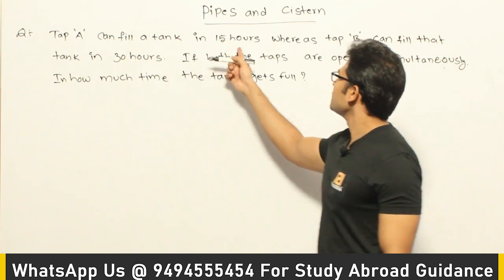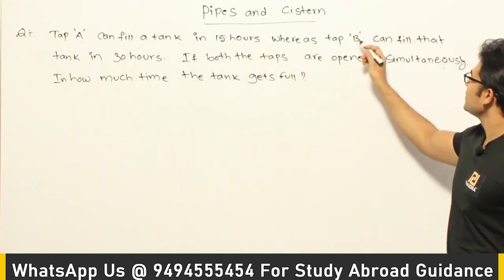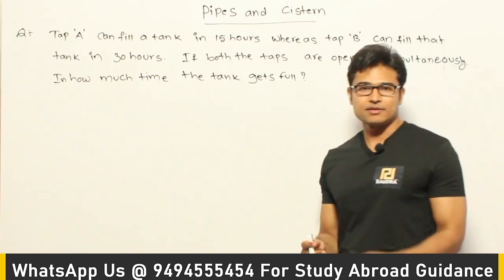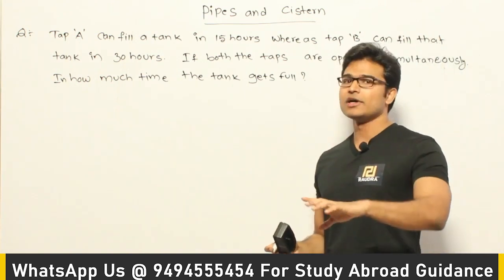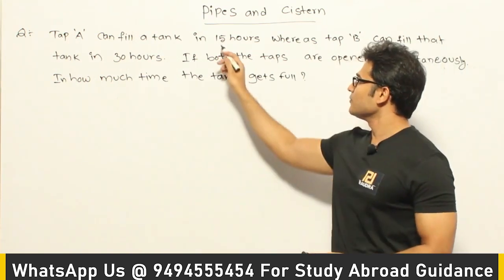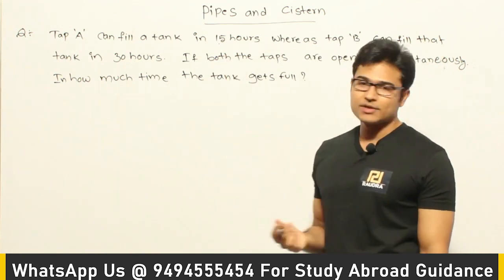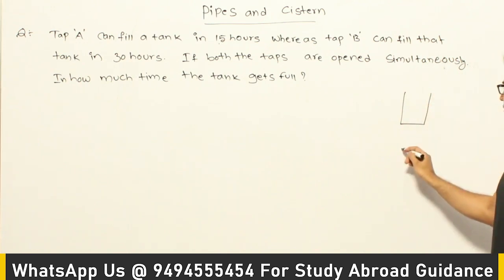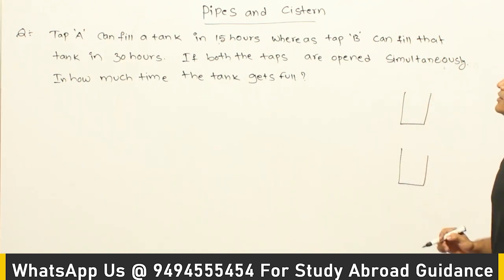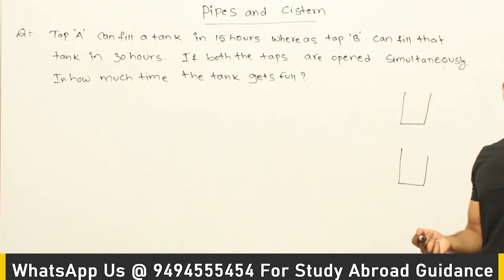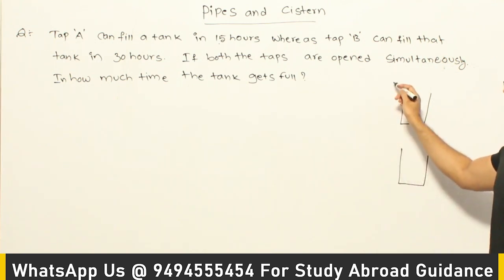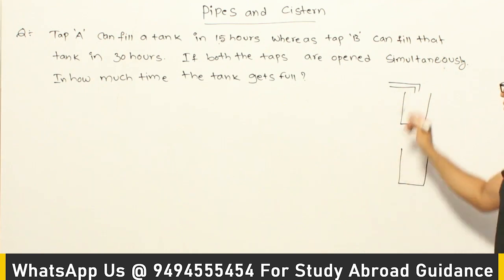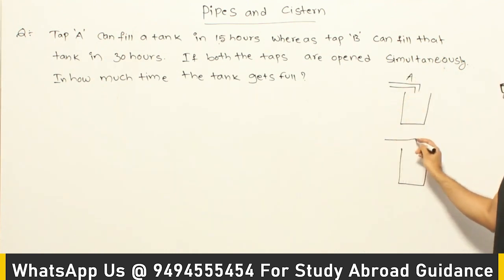Tap A can fill a tank in 15 hours, whereas tap B can fill that tank in 30 hours, which means they are saying that when two taps are individually working, one tap can fill the tank in 15 hours and the other tap can fill it in 30 hours. You can think of it this way. The same tank which is initially empty, that is the assumption you have to make there, even though it is not given. So from the empty state we are trying to fill it with tap A and tap B.